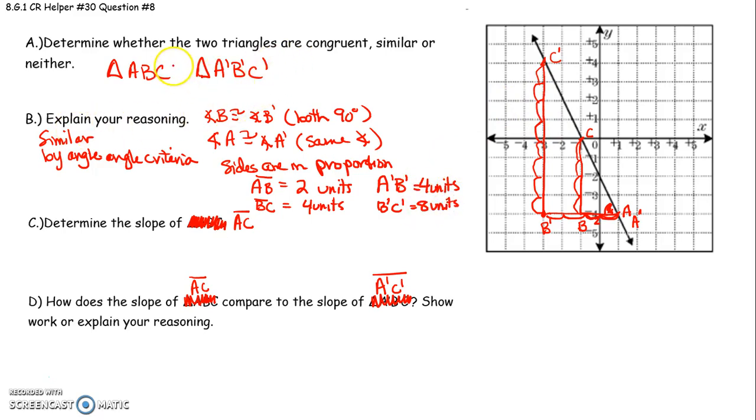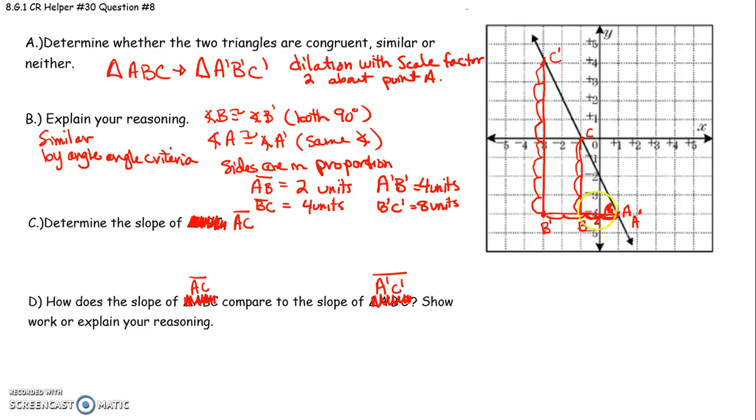You produce from A, B, C to A prime, B prime, C prime. You can get that by doing a dilation with the scale factor of 2. You're going to blow it up about point A. If you can get the second triangle by dilating the first triangle, you know they're definitely similar. So those are similar, not congruent.